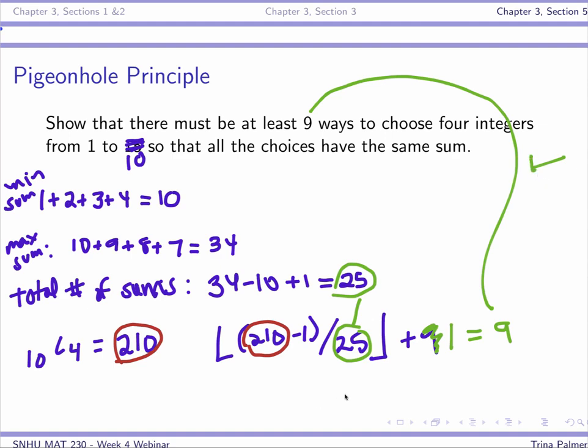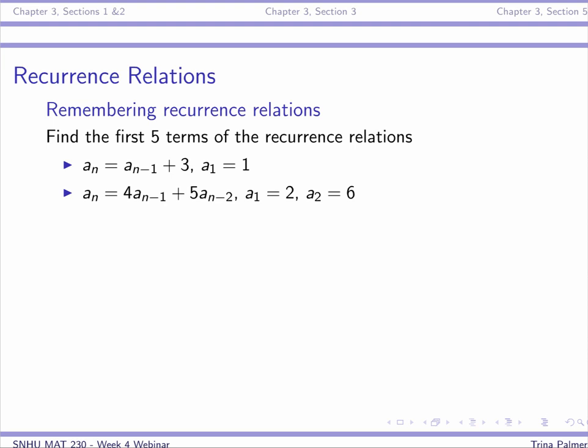Alright, so this one is also very similar to a homework question. Alright, the last topic is recurrence relations, and we've seen recurrence relations before. We just had to identify whether it was a recursive or explicit relation, and then find terms in that. So here we're just going to find the 5 terms again, refresh your memory on that.